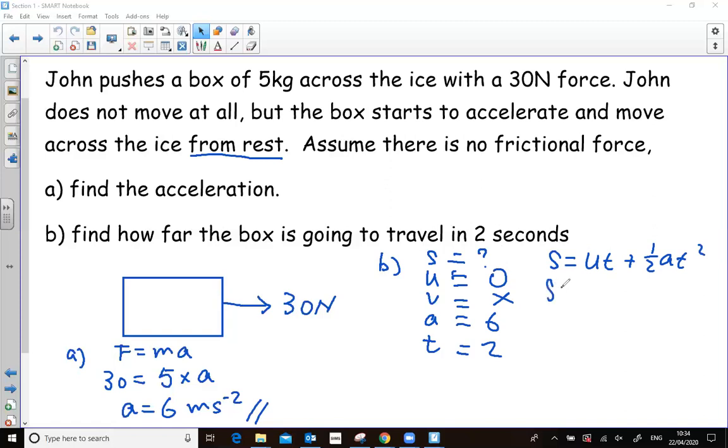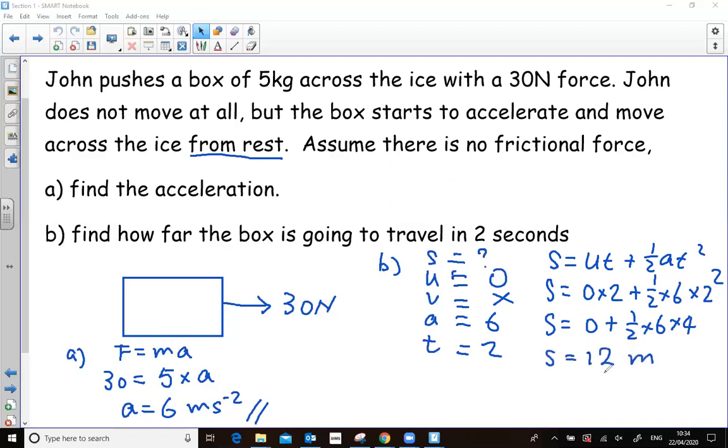So S will equal 0 times 2 plus a half times 6 times 2 squared. So S equals 0 plus a half times 6 times 4, and 6 times 4 is 24, halve it, that will be 12. So S equals 12 meters. This is how far the box is going to travel in 2 seconds. Okay, so hopefully you don't find this question that bad.